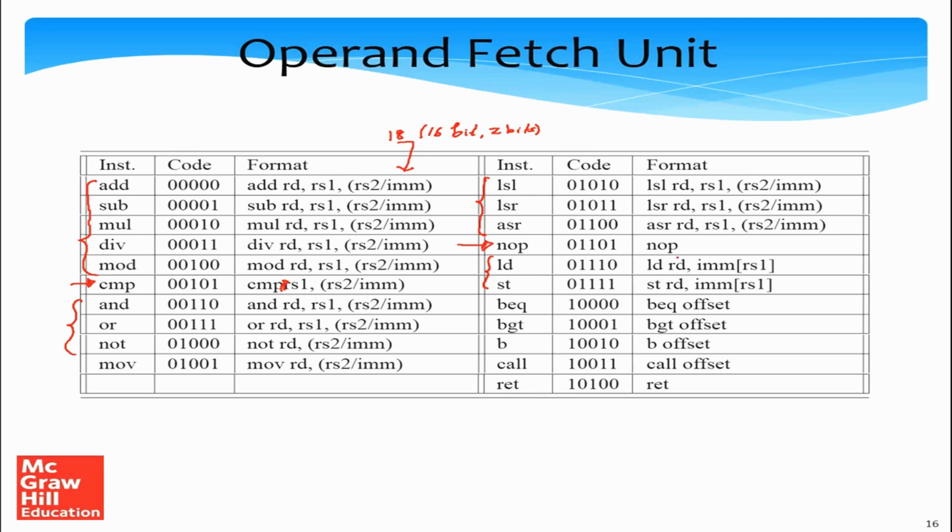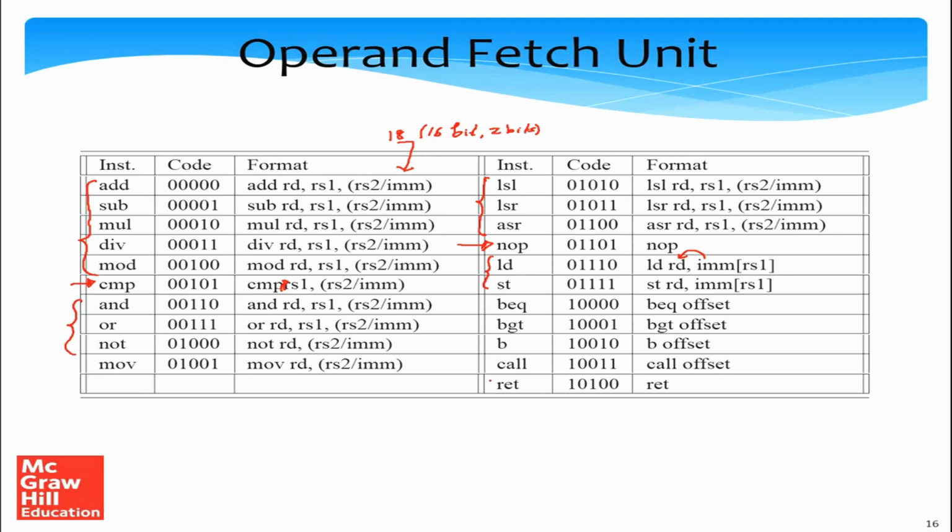We use RD as the register to which we want to load, and we use RD as a source register in the case of store. So we shall see that this will slightly complicate our processor design, not a lot, but slightly. We'll use the immediate as the constant offset and use RS1 as the base register.